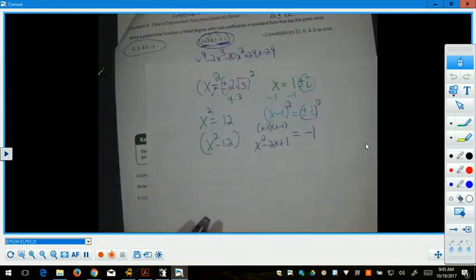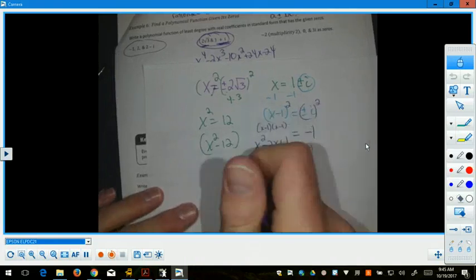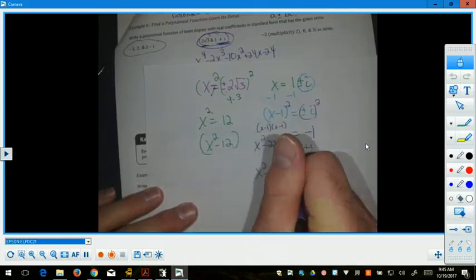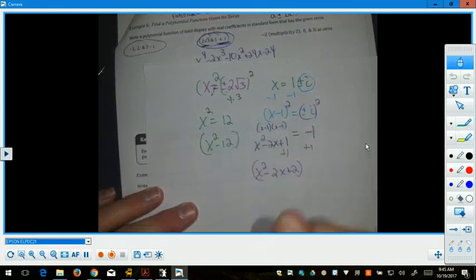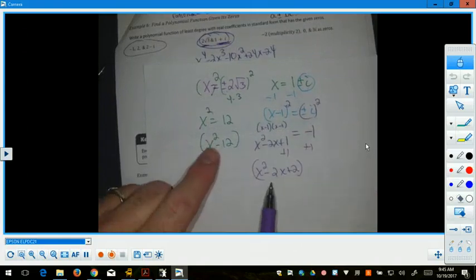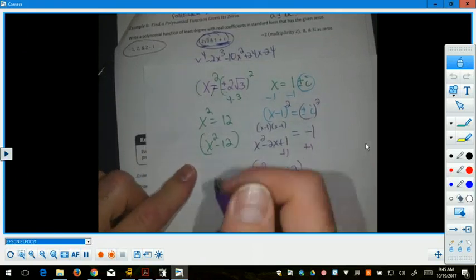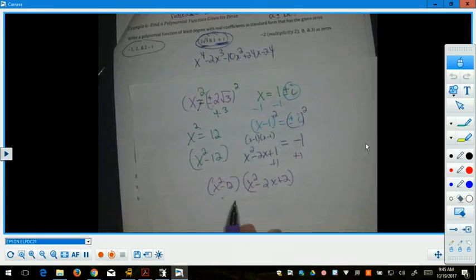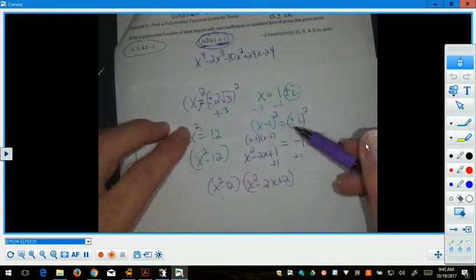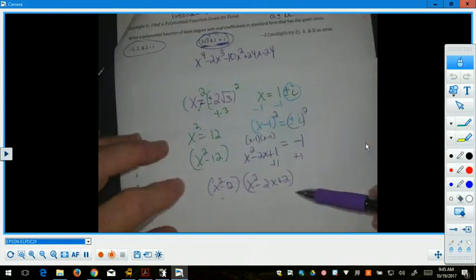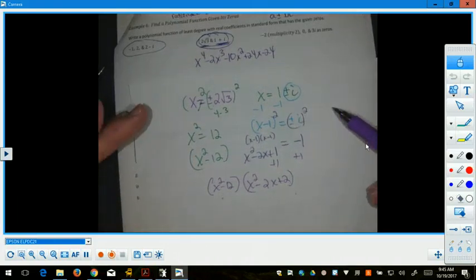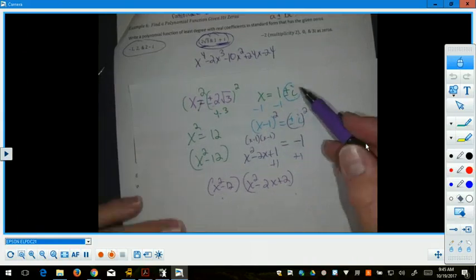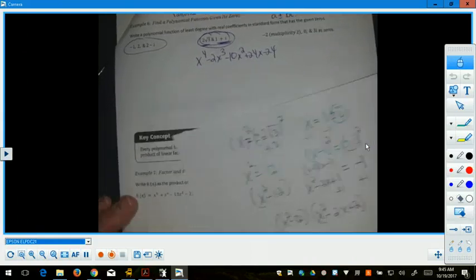To get this one equal to 0, I'd add 1 to both sides. So I would have x squared minus 2x plus 2, which are the same factors I had when we did this problem the other way. So if I now multiply these two together, I'm not going to go through that again. But if I multiply these two together, I will get this answer again. To me, this is easier. It's less work. But if you're struggling with doing it this way, then just go back to the way that you've always done it. Okay?